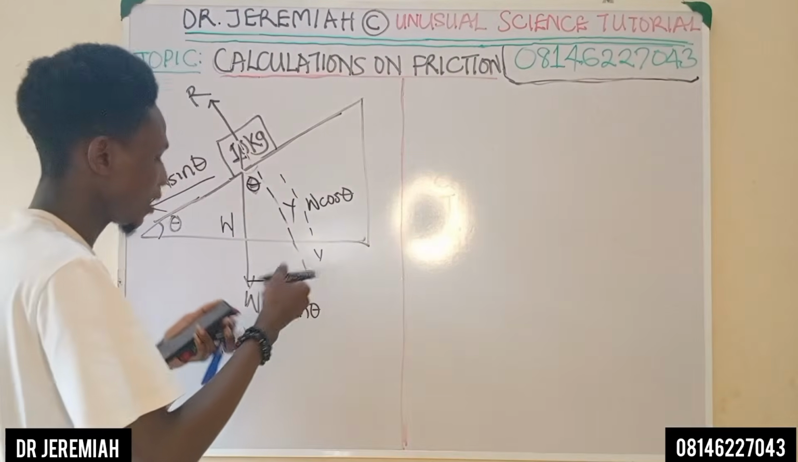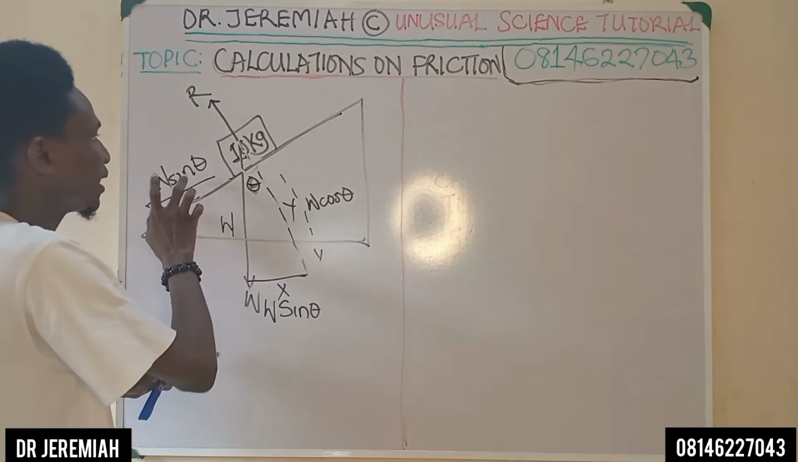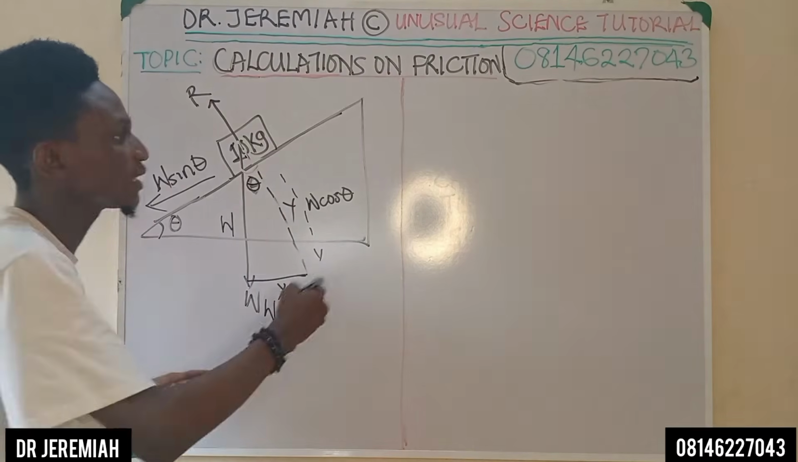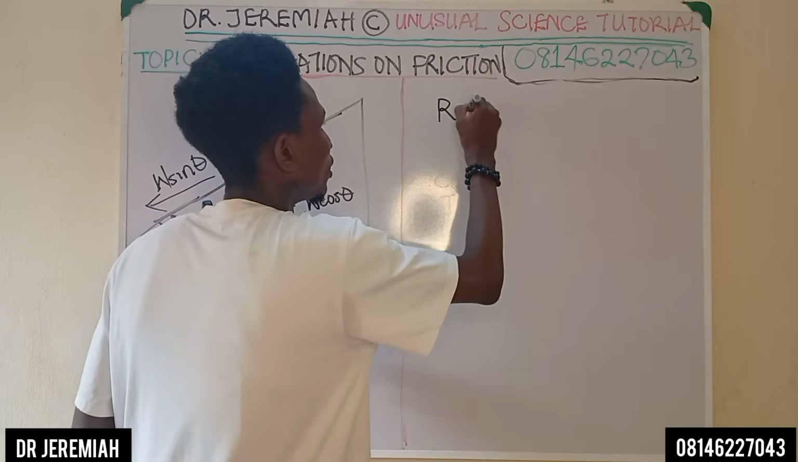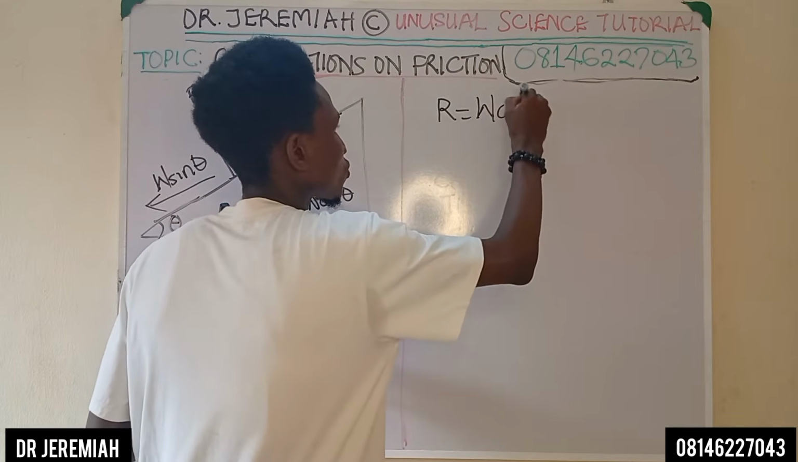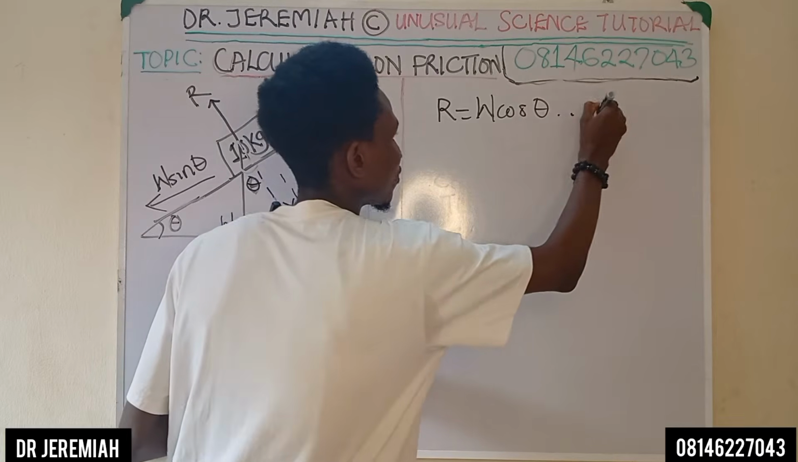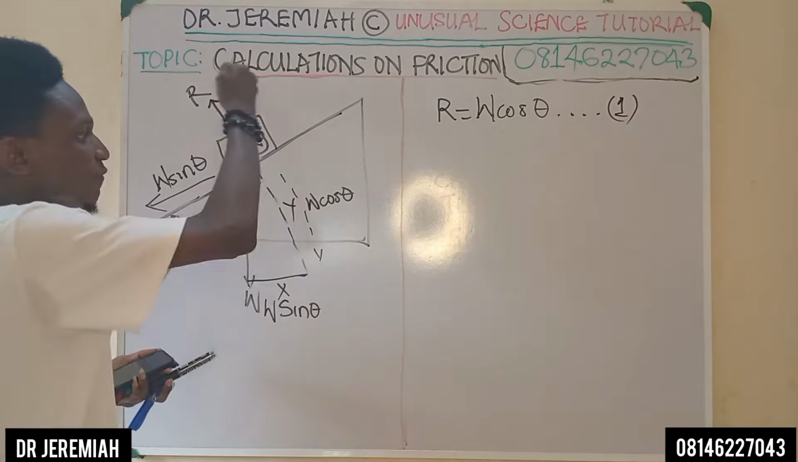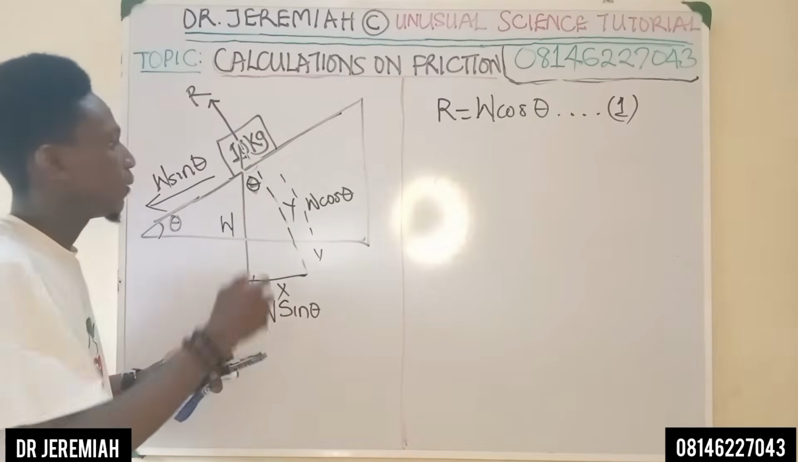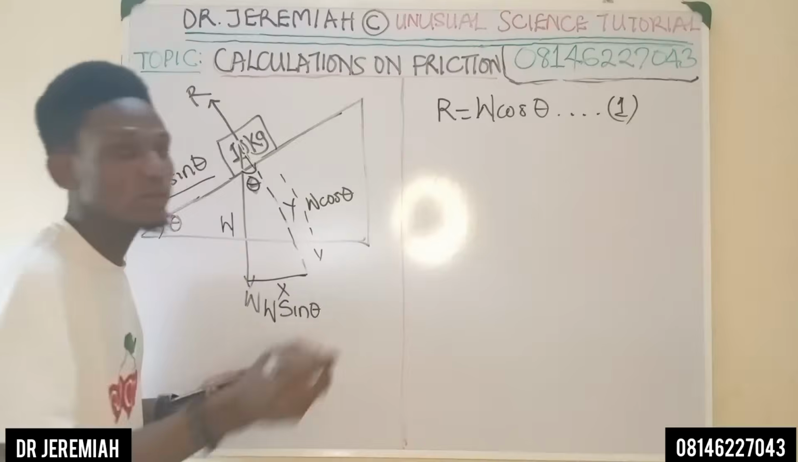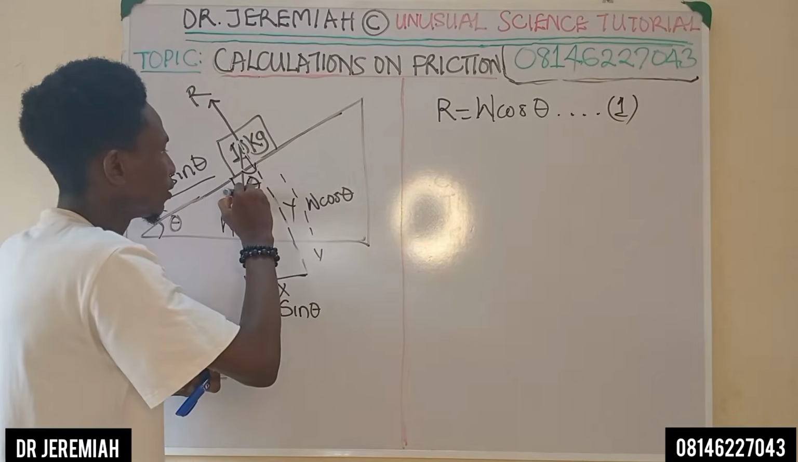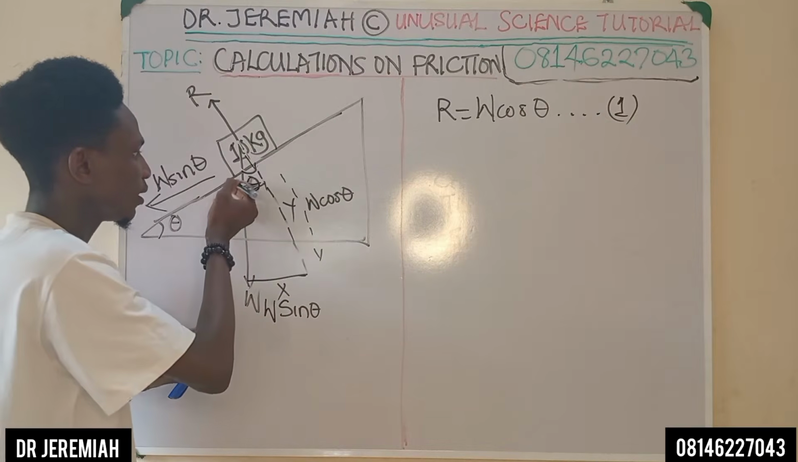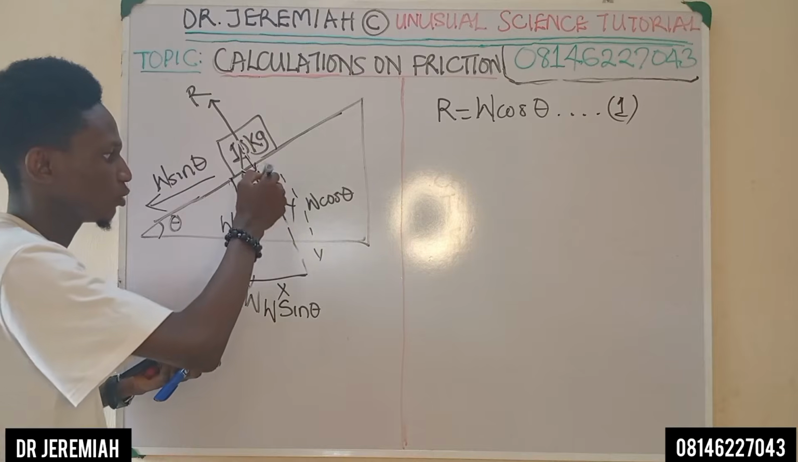So now that we know that we have W cos theta here and W sin theta here, what do we do next? The resolution of the forces in the vertical is what? R equals W cos theta. So we're going to label it as equation 1. Yeah, W cos theta, that's equation 1. That's the forces acting in the vertical, perpendicular to the plane. Why? This W cos theta is called perpendicular to the plane because you see, this is perpendicular to the inclined plane.